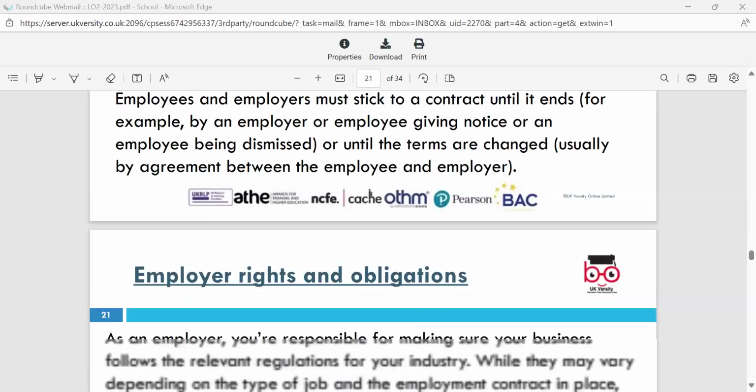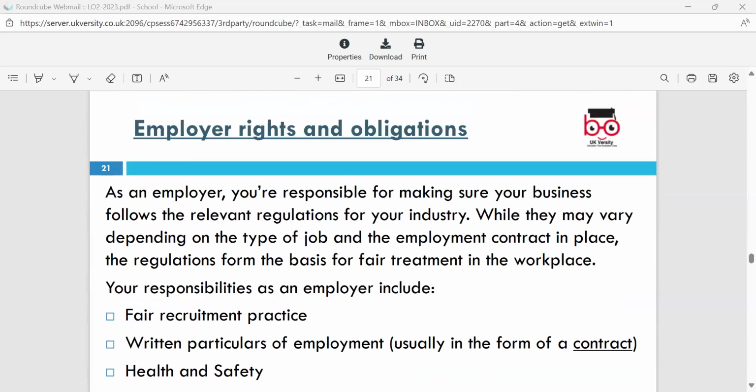So it's really important because this helps individuals. So the employer's rights and obligations under the contract. These primary responsibilities include providing a safe and healthy workplace, making sure that they pay the minimum wage, and offering statutory benefits like holidays and maternity pay.